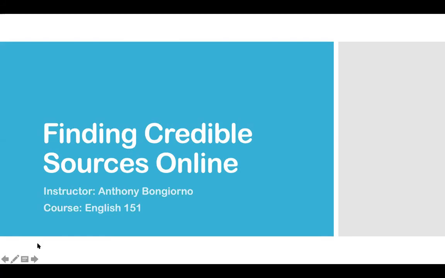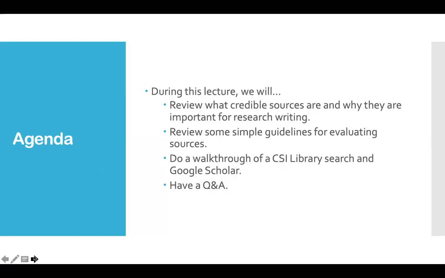So let's get started. During this lecture, first, we're going to review what credible sources are and why they are important for research writing. Then we're going to review some simple guidelines for evaluating sources. And then finally, the last major piece, which I think will probably be the most helpful for you guys, I'm going to do a walkthrough of how you would go about finding sources through the CSI library and Google Scholar. Those are your two go-to online directories or search engines for finding credible sources. And then finally, I'm going to end it with a Q&A. If anyone has any questions, I'll take those questions at the end.